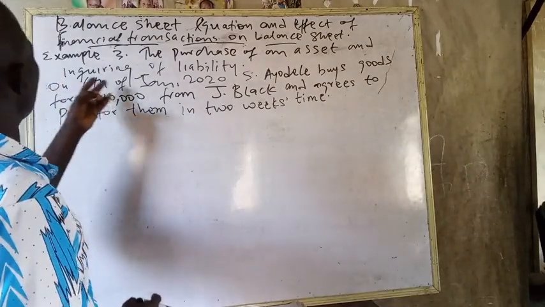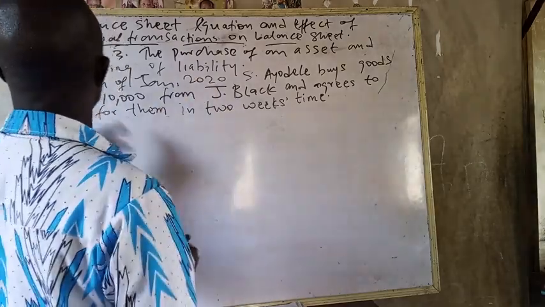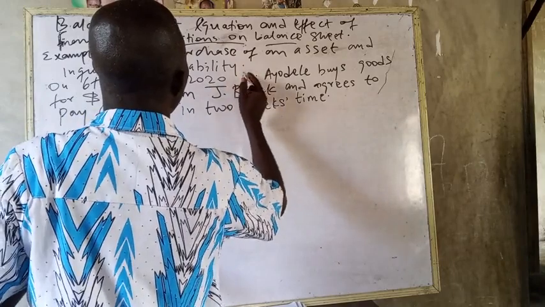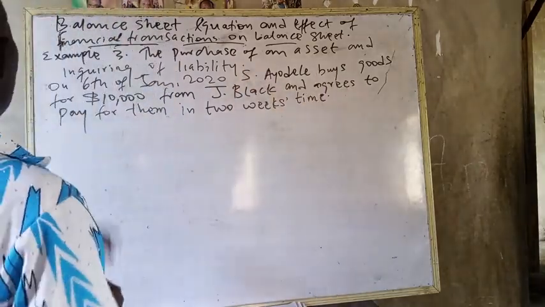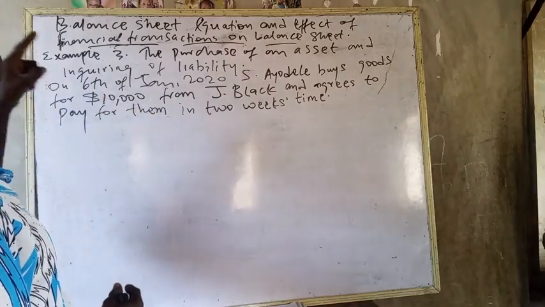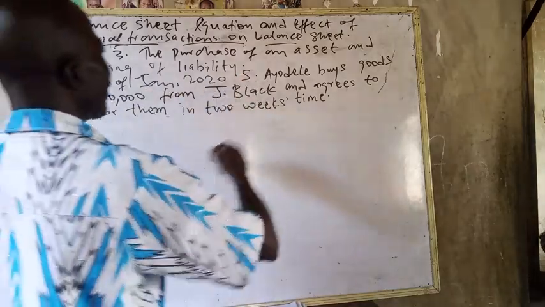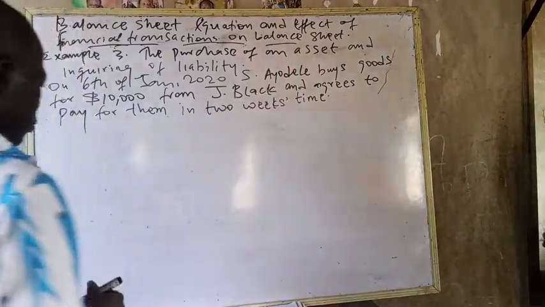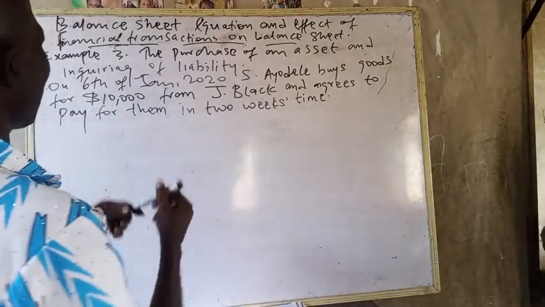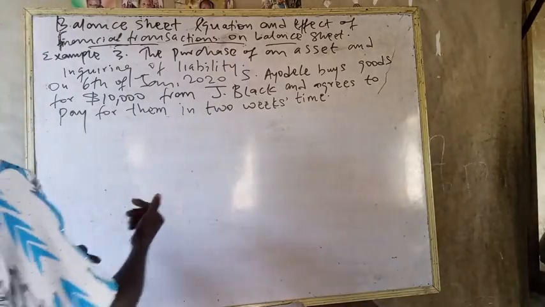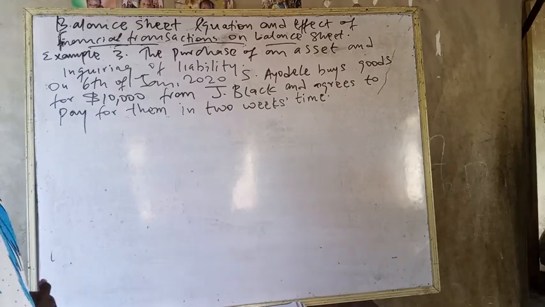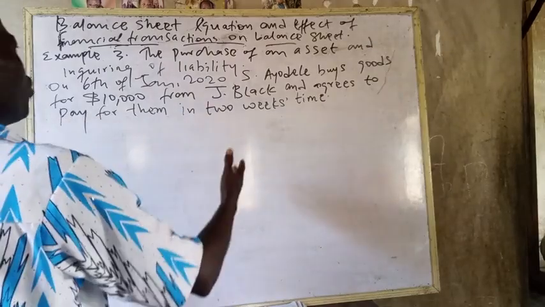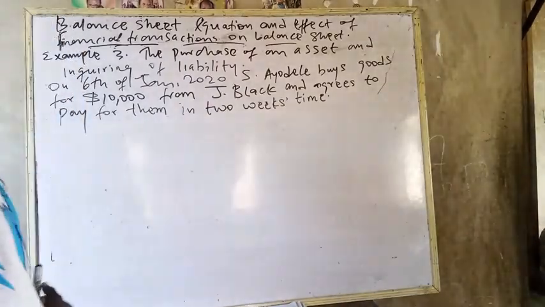Then the example says on 6th of January 2020, S. Ayodele buys goods for $10,000 from J Black and agrees to pay for them in 2 weeks' time. What is the financial transaction concerning this? One, purchase of goods. Two, purchase of goods on credit.